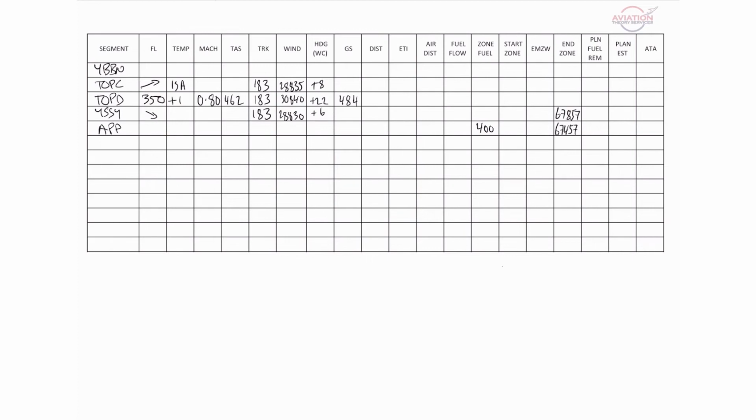Looking in the manual, you'll find the ETI is 23 minutes, the zone fuel of 680 kilos, and an air distance of 119 miles. Calculating the ground speed, you'll find it's 121.3, and we can easily work out our top of descent weight just by adding 67,857 plus our 680 kilo descent fuel. Gives top of descent weight of 68,537.